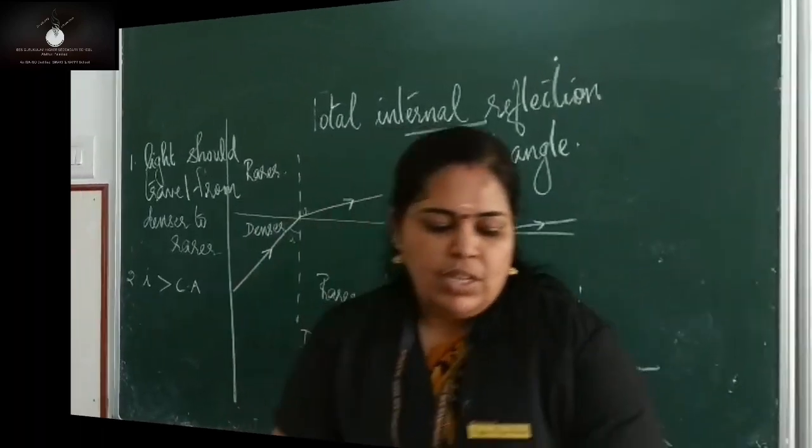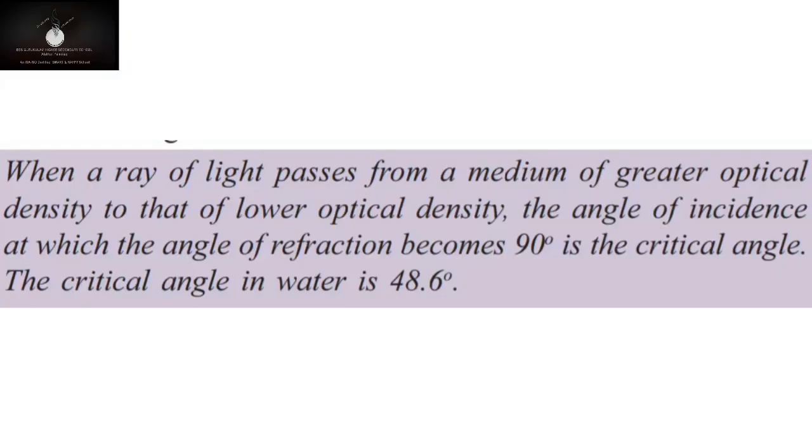So, when a ray of light passes from a medium of greater optical density to that of lower optical density, the angle of incidence at which the angle of refraction becomes 90 degrees is the critical angle. The critical angle in water is 48.6 degrees.